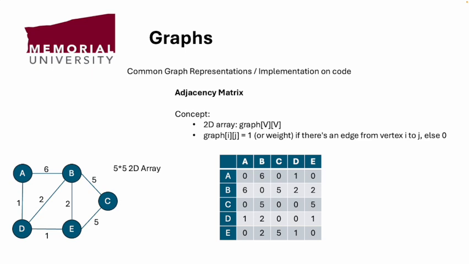And then we focus on E. E to A is no relation, 0. E to B is 2, right? E to C is 5. E to D is 1. E to E is 0. Okay? Now we can use a 2D array to describe this graph and its relationships, right?